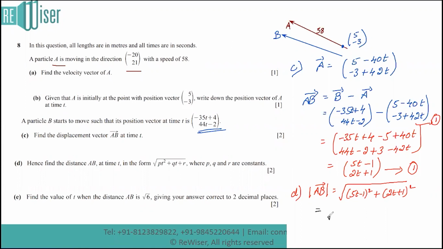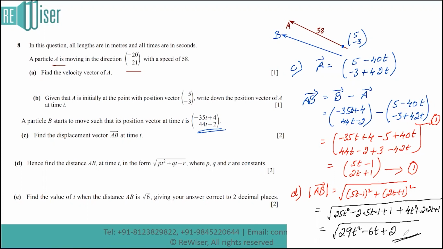In order to simplify this, I need to expand it. For (5t minus 1) squared, I'll use the identity (a minus b) whole squared, which is a squared minus 2ab plus b squared. So I'll get 25t squared minus 2 times 5t times 1, plus b squared, which is just 1. Similarly, I'll use the identity (a plus b) whole squared, so that's 4t squared plus 2 times 2t times 1, which is 4t, plus 1. If I simplify this, I'll get the square root of 25t squared plus 4t squared, which is 29t squared, then minus 10t plus 4t, which is minus 6t, and plus 1 plus 1, which is positive 2. And this is the right answer for part D.